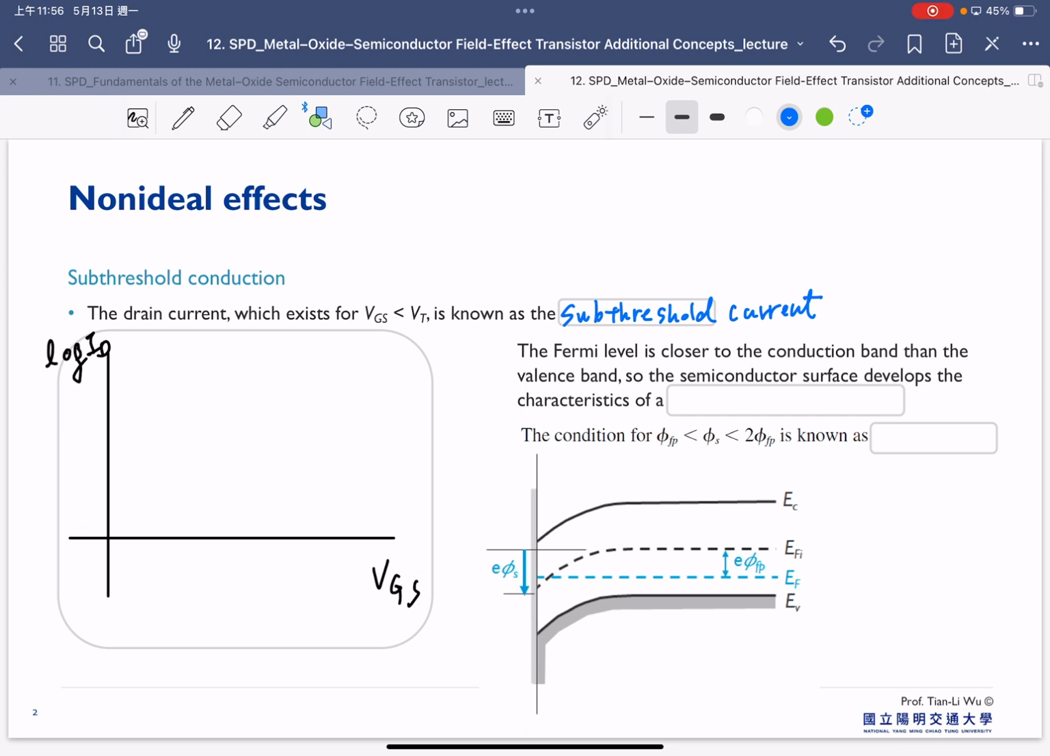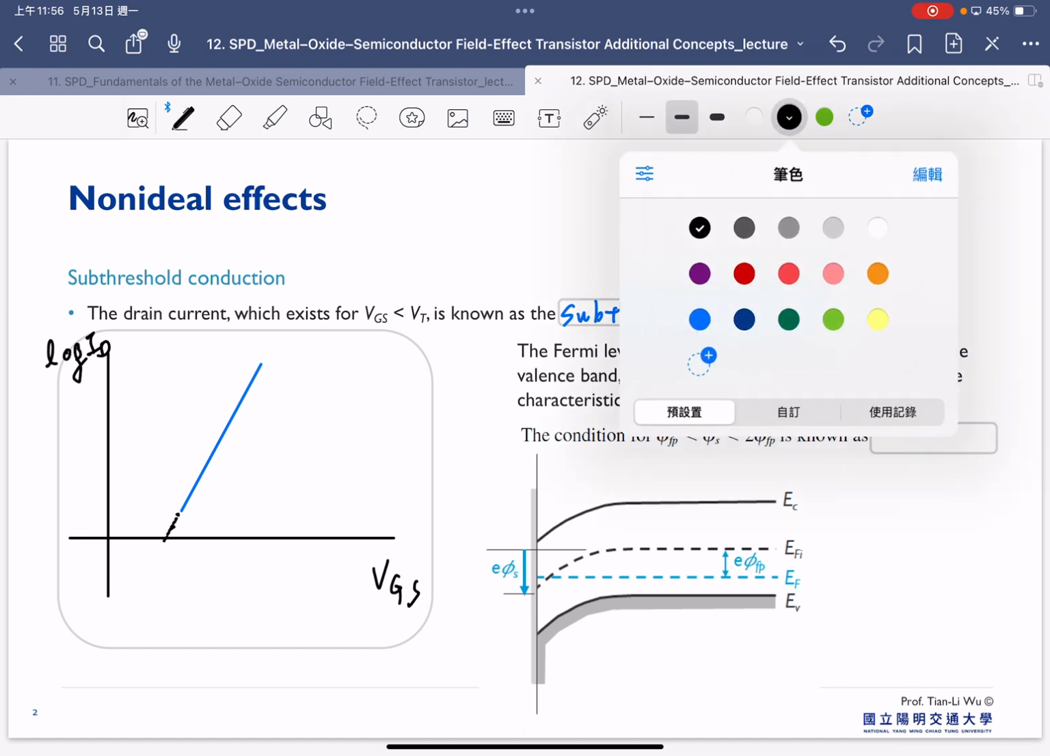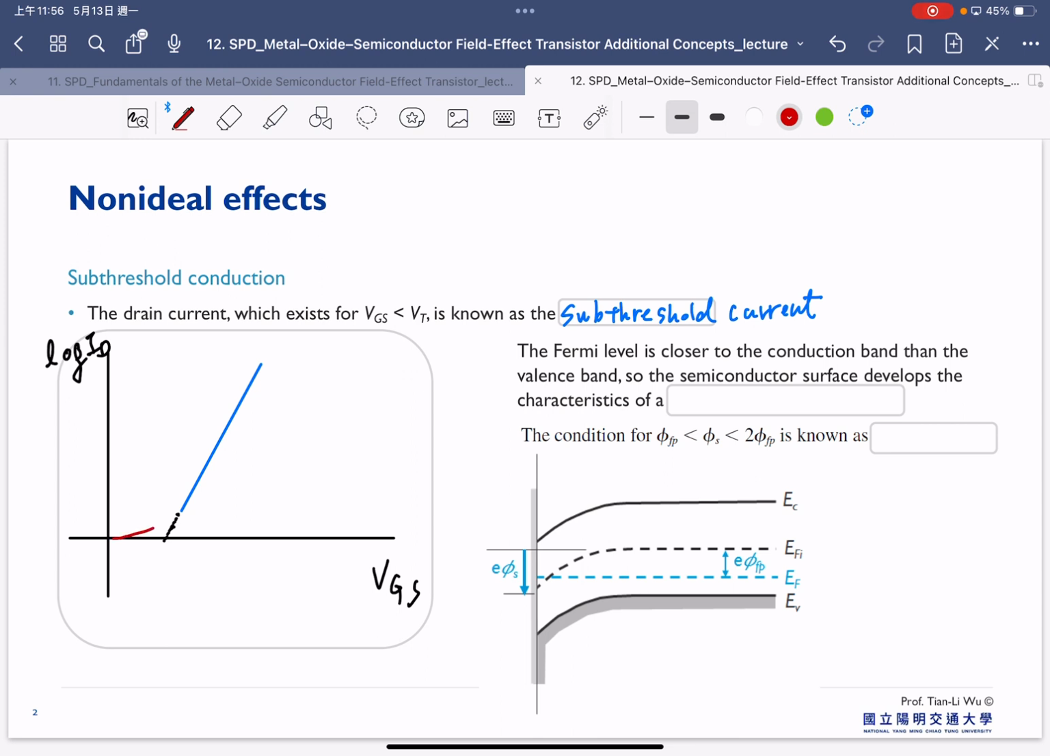This is our typical curve. In the previous chapter we assumed this, but in reality the current is already there, and this is the experimental result. So the drain current already exists. If we consider this as our VTH, the current already exists when the bias is smaller than the threshold voltage.